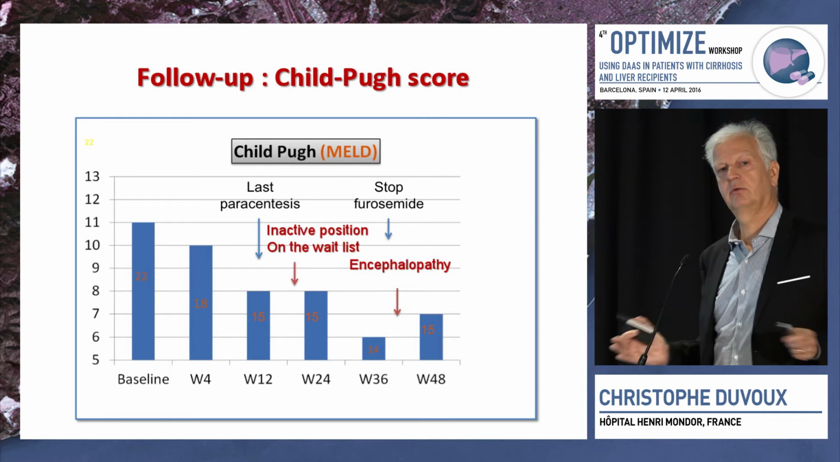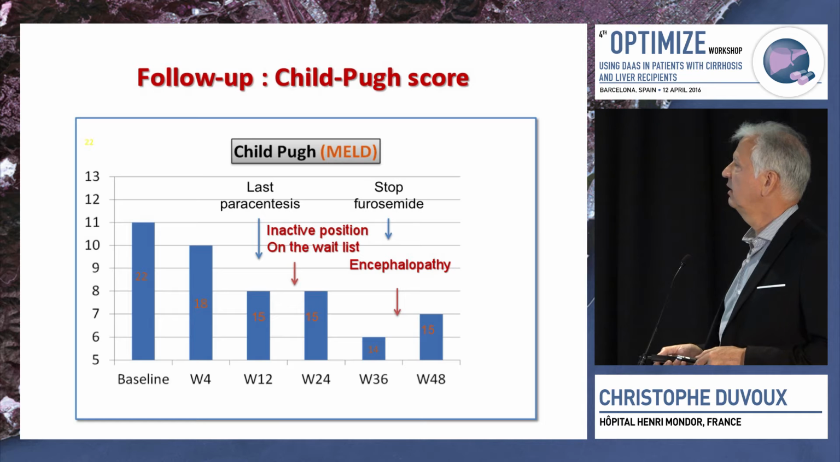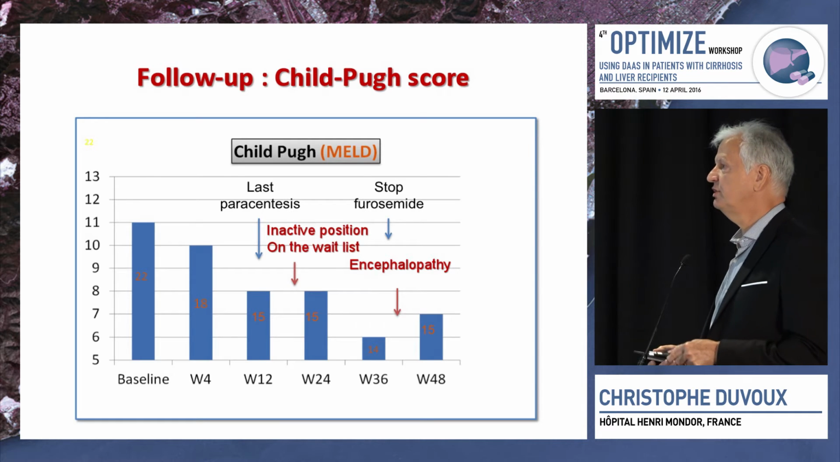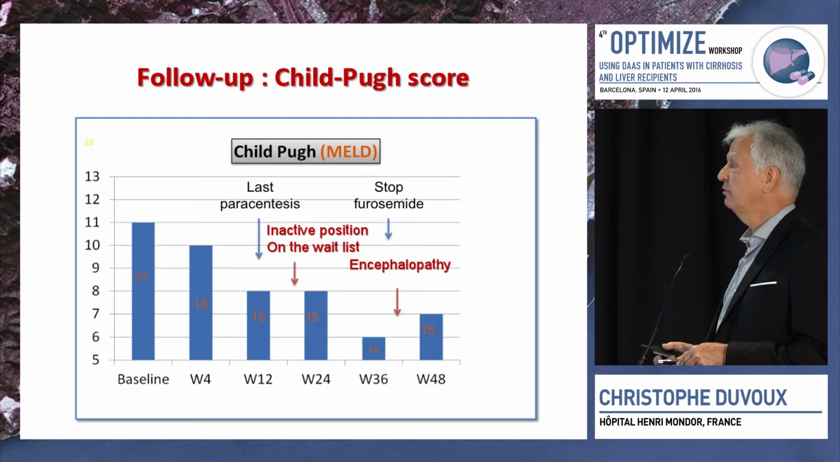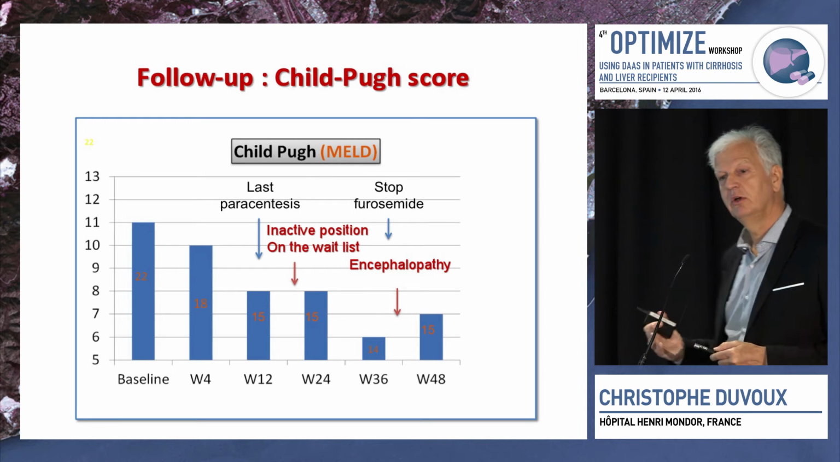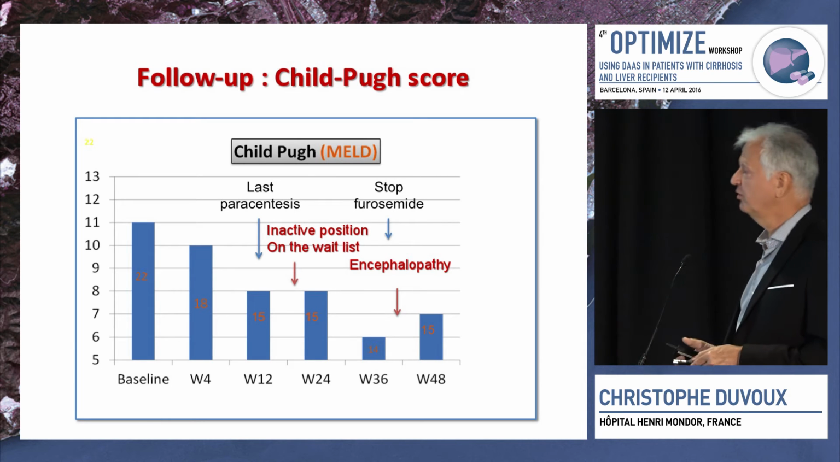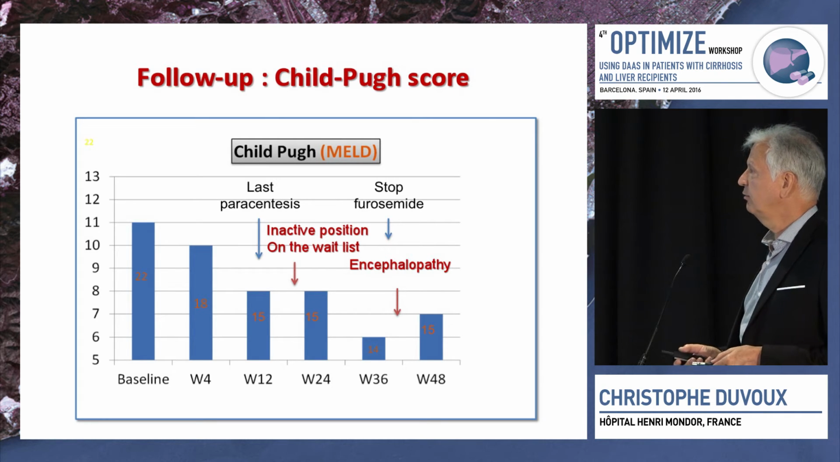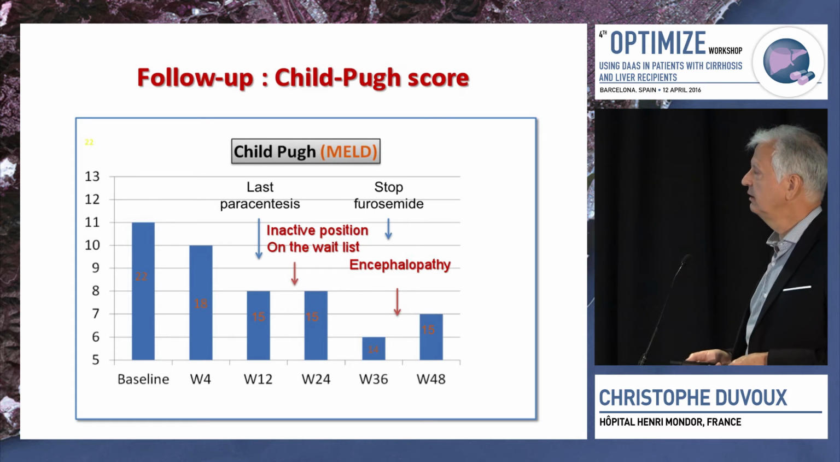The patient was no more encephalopathic at that time, and we decided to put him in inactive position on the wait list, because the risk-benefit ratio for liver transplantation was no more favorable. No more ascites, no more encephalopathy, MELD score 15, and we went on like that. We even stopped furosemide later on.